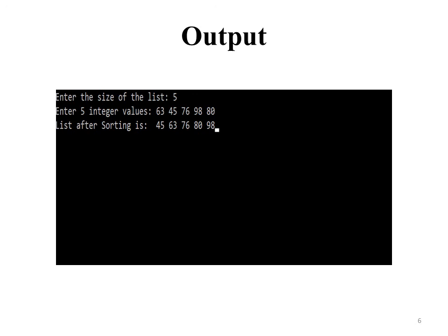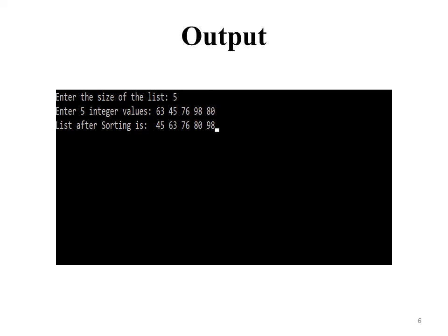Output of the insertion sort. First we use that printf statement. The statement is "enter the size of the list". So we enter 5, meaning we enter 5 integers. So enter 5 integer values. We enter 63, 45, 76, 98 and 80.